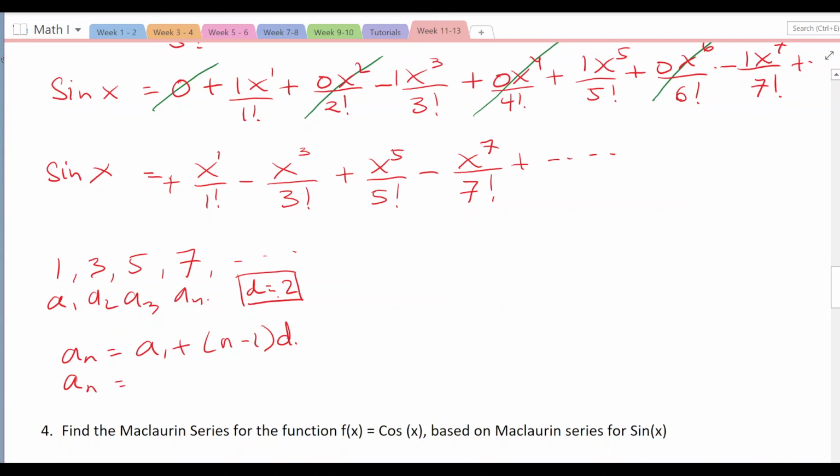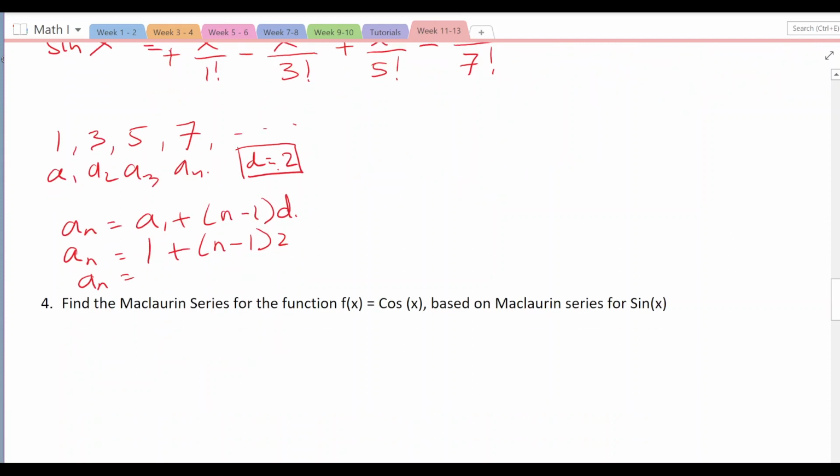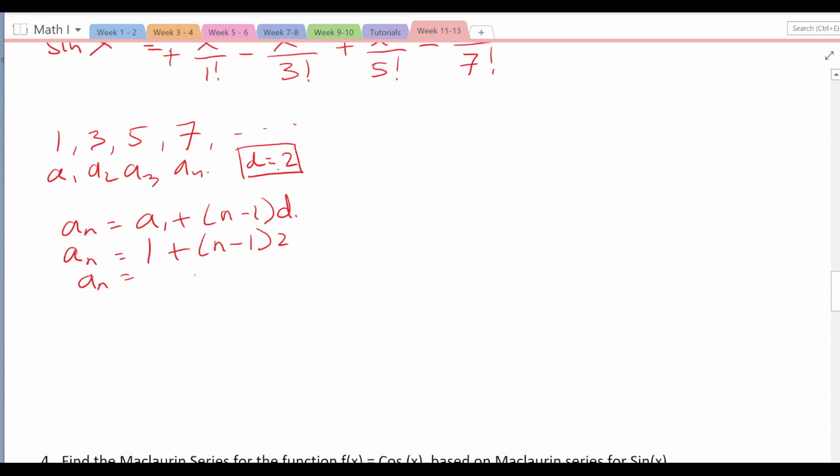Our an, meaning the nth term, starts with a1, which is 1, and then we write n minus 1, and the difference is 2. So we proceed with an as 1 plus 2n minus 2, and therefore an equals 2n minus 1. Yes, that's correct.